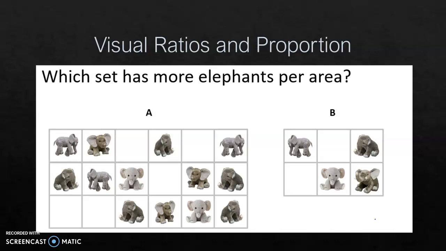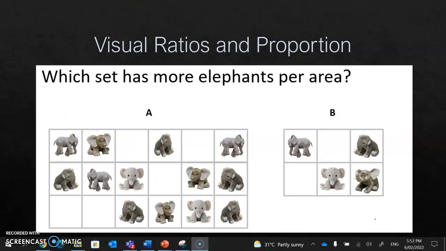visual ratios and proportions. So we have 2 sets here, and we need to work out which set has more elephants per area. So it might be easy to look at this and say, well, set A has heaps more elephants than set B, but we're looking at per area. Okay, so in this case, we've got a 6 by 3 area. So we have 18 units of area here.